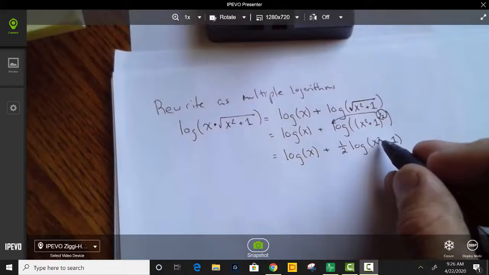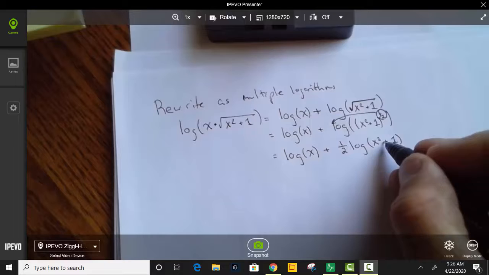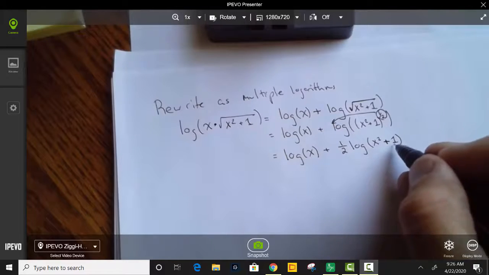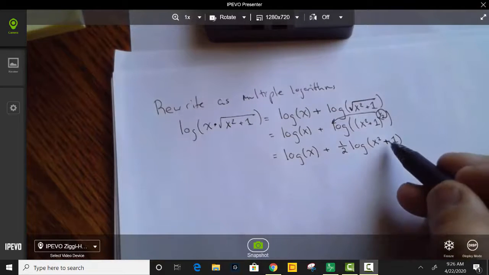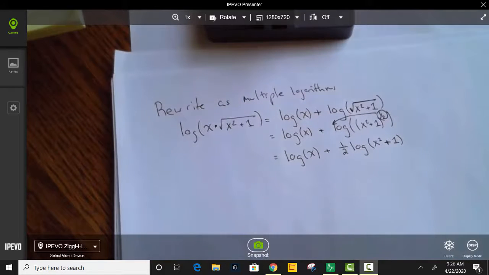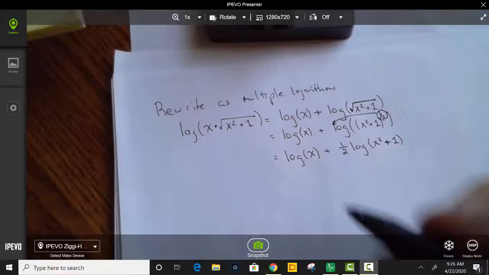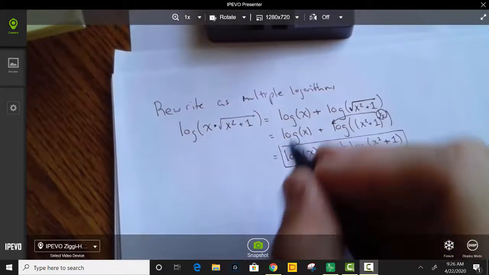Now you might say, well, what about the 2? Why does the 2 not get brought to the front of the logarithm? The fact that the x squared and the 1 have an addition in between means that has to be all treated together. And we don't have a property that allows us to take an addition and expand it. We only have properties for multiplication, division, and powers. So this is as far as this goes.